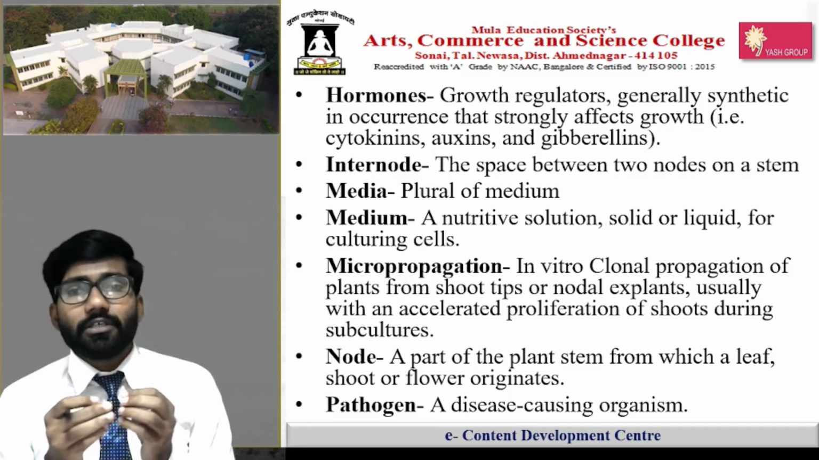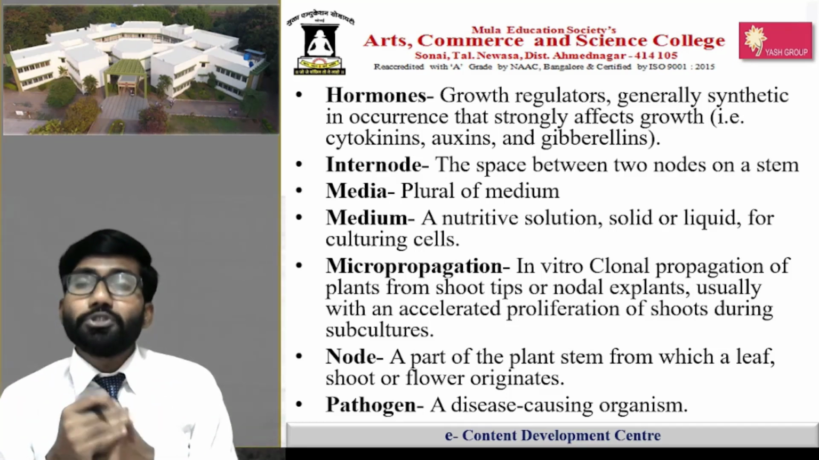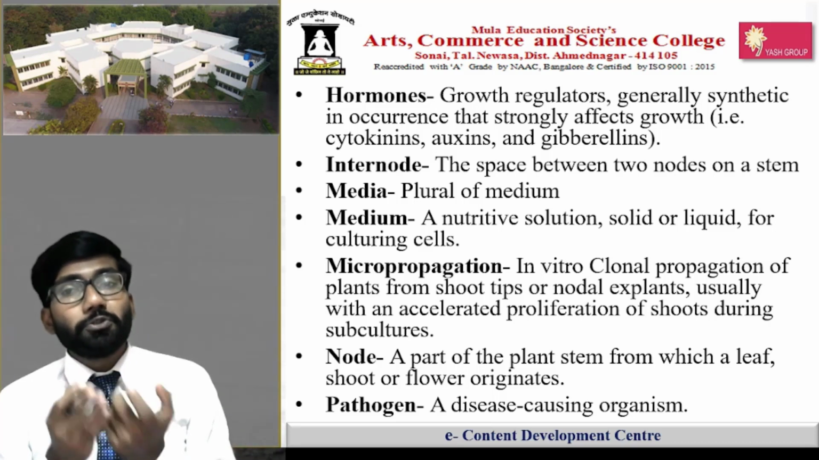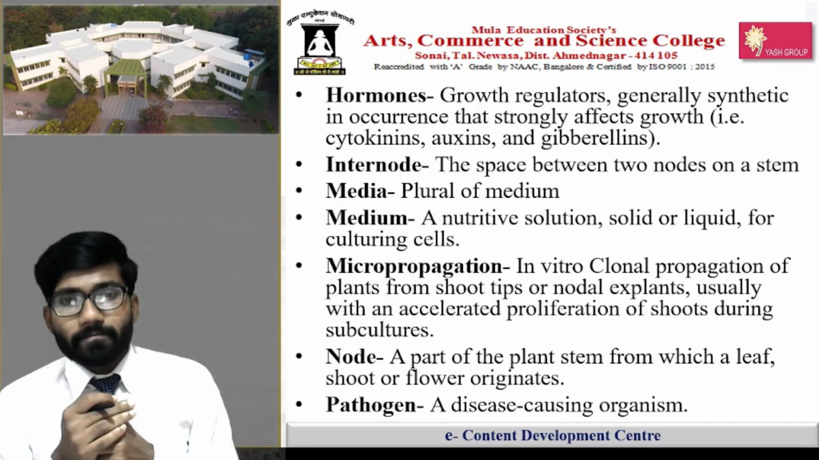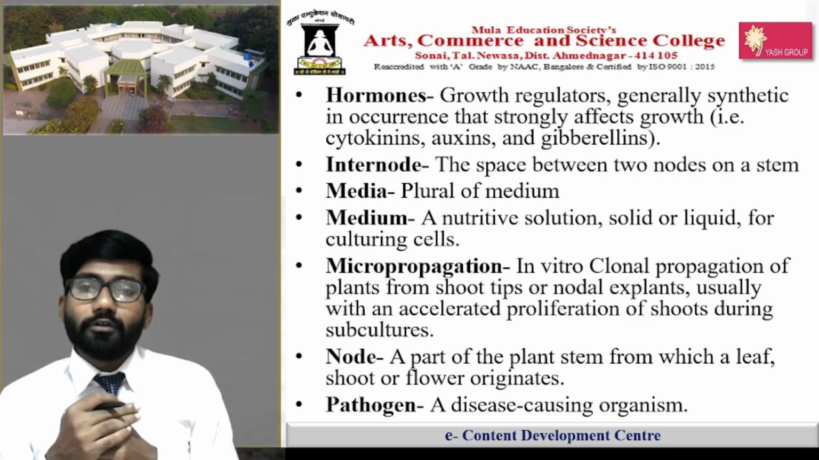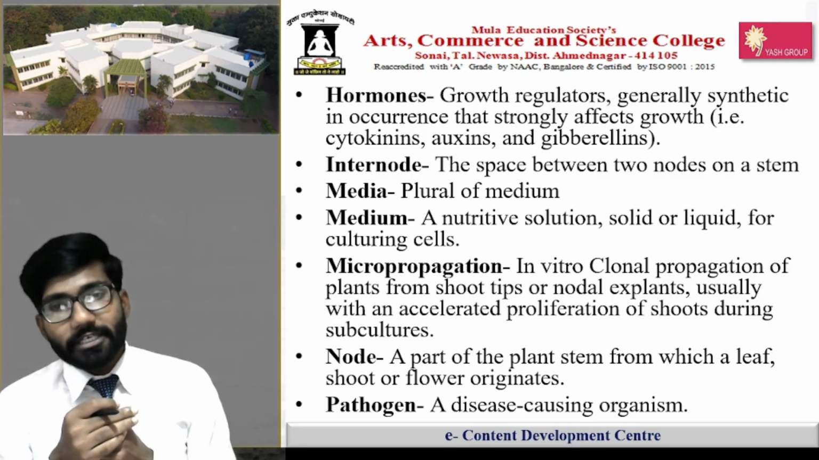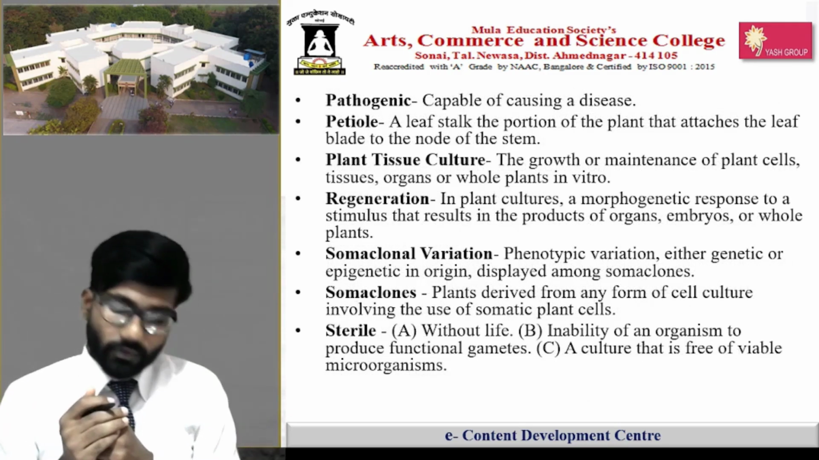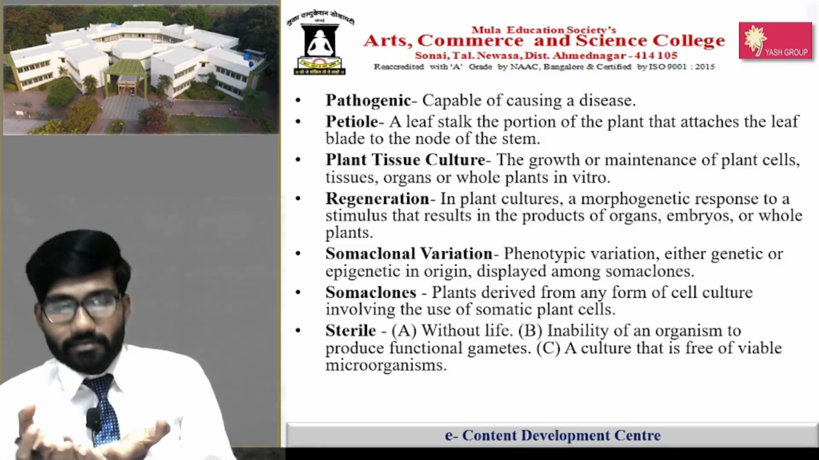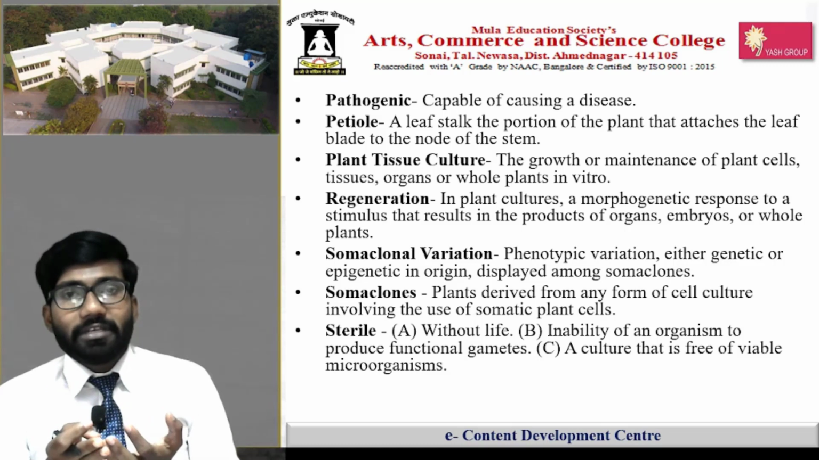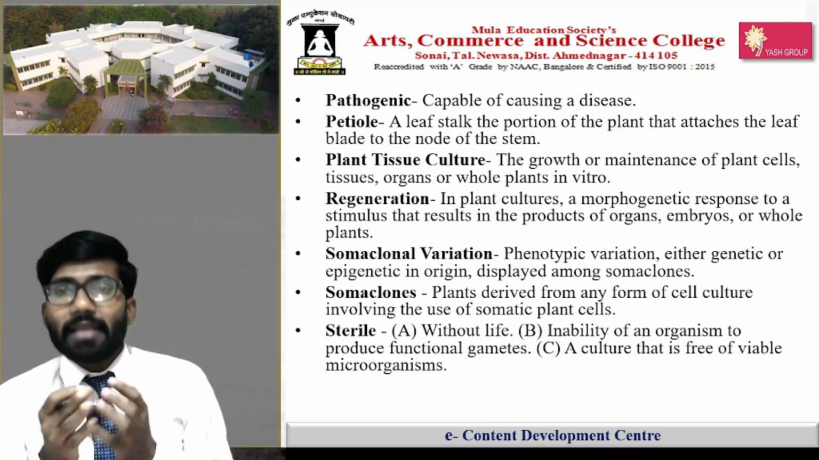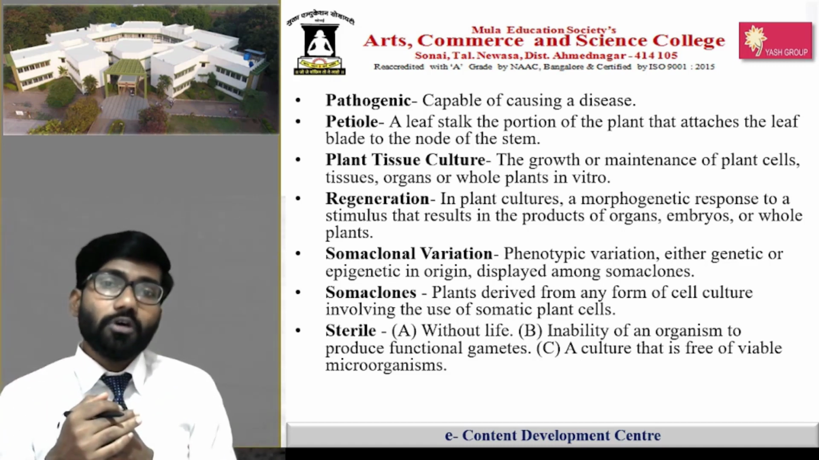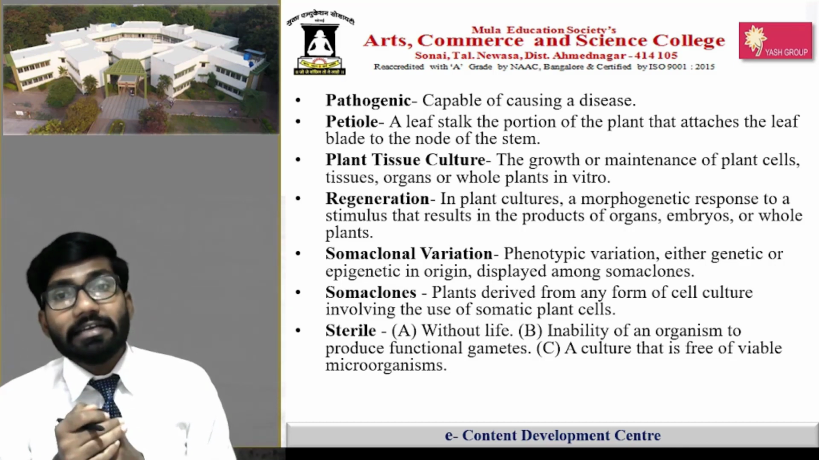Micropropagation, in vitro clonal propagation of plant from shoot tip or nodal explant, usually with an accelerated proliferation of shoot during subculture. Node, a part of the plant stem from which a leaf, shoot or flower originates. Pathogen is a disease causing organism. So pathogenic means capable of causing a disease. Petiole is a leaf stalk, the portion of the plant that attaches the leaf blade to the node of the stem.